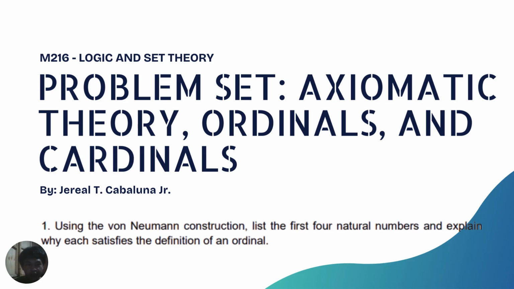Good day. I'm Cabaluna, and today I'm going to present a proof to one of the problems in problem set 3, axiomatic theory, ordinals, and cardinals. So I have here a problem using the von Neumann construction. List the first four natural numbers and explain why each satisfies the definition of an ordinal. Now here are the first four natural numbers.